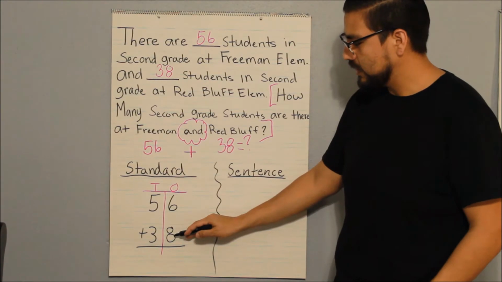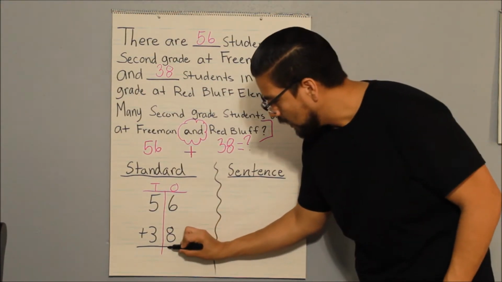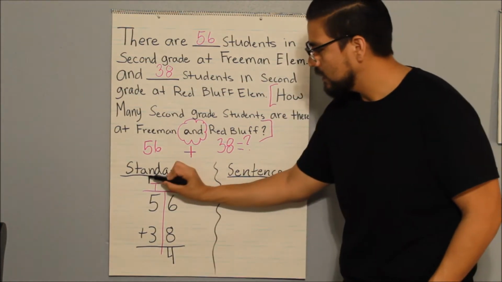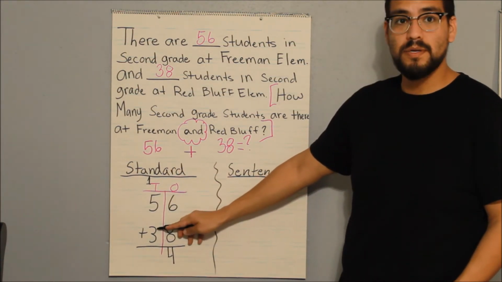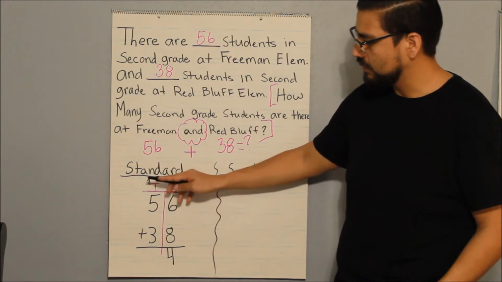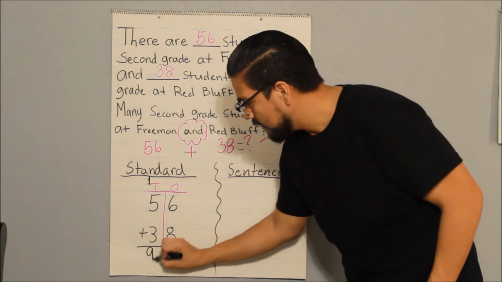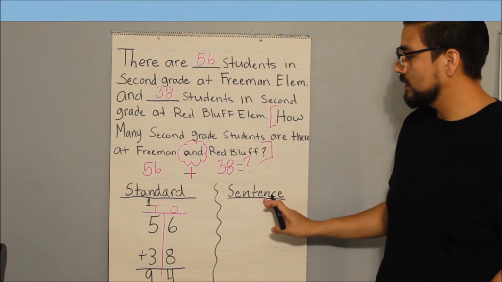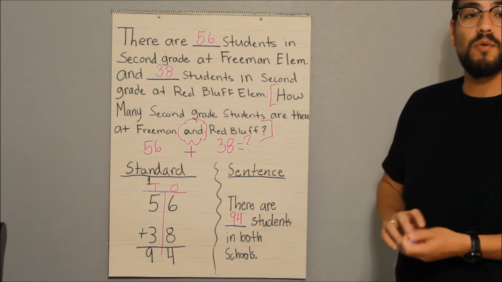When I have 6 plus 8, I have 14. So I put my 4 and I carry my 1. Here's my little tiny 1. Then I do my 5 and my 3. 5 plus 3, 5, 6, 7, 8. Don't forget your 1 up on top. And that gives me my 94. So I go back and I write my sentence. There are 94 students in both schools. So I hope we got the same answer.